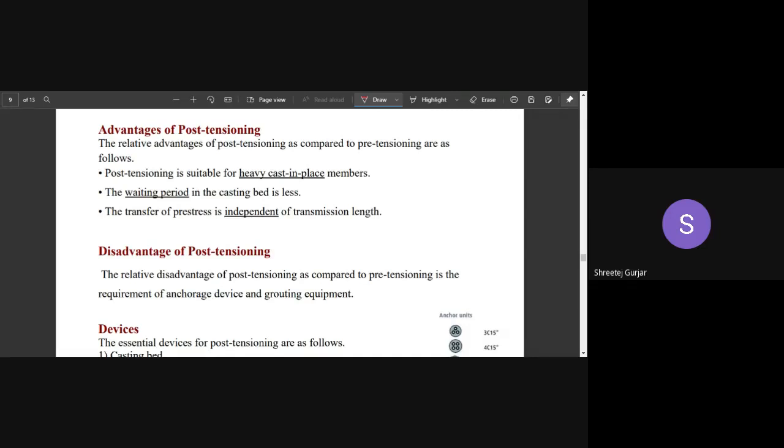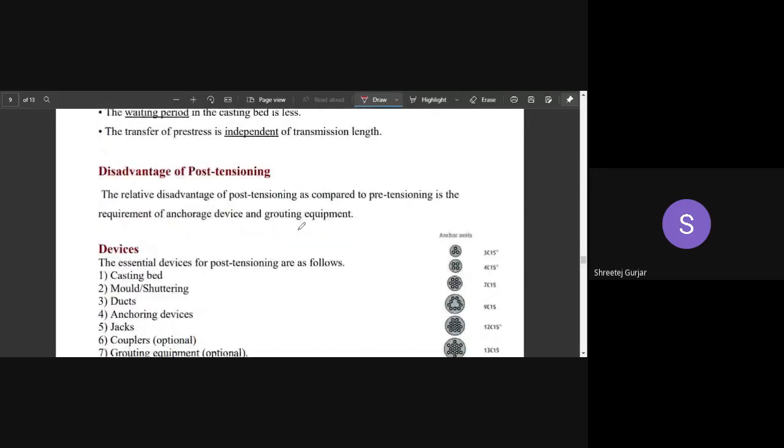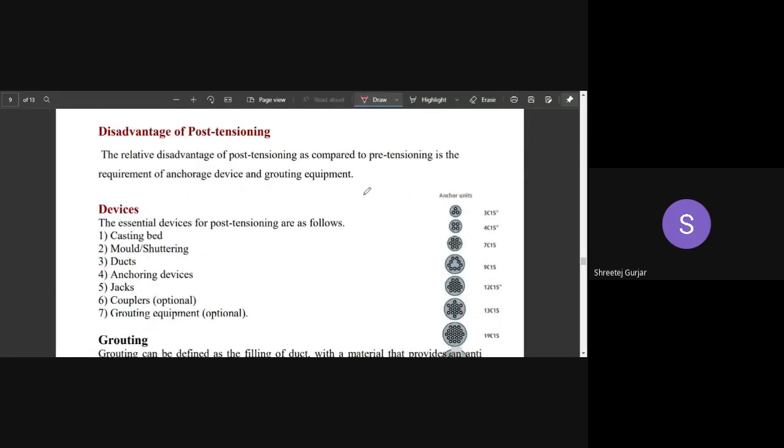So we know whenever there are some advantages, there must be some disadvantages or limitations. Coming to the disadvantages of post tensioning, we can see there is only one. The relative disadvantage of post tensioning as compared to pre-tensioning is the requirement of anchorage devices and grouting equipment, right? Post tensioning requires anchorage devices because your steel is held in place by anchorages. So we need anchorage devices which need to be properly designed, strong and of good quality.